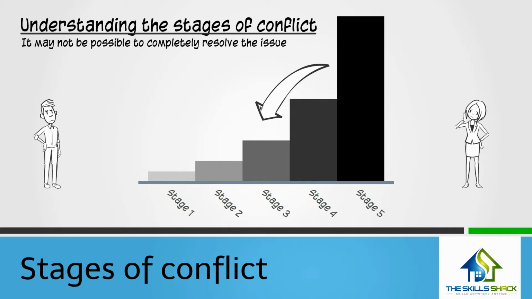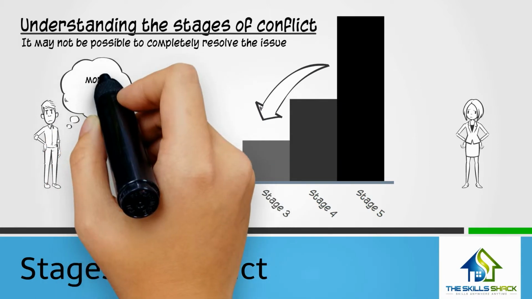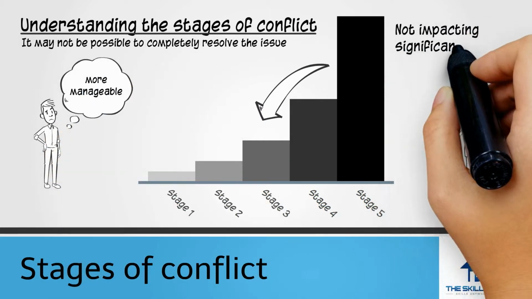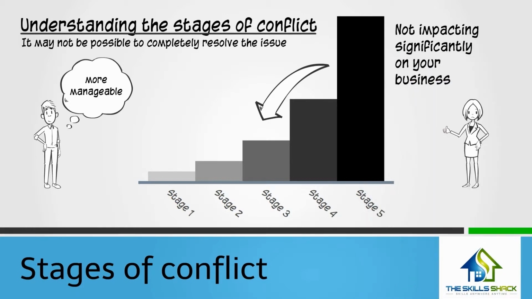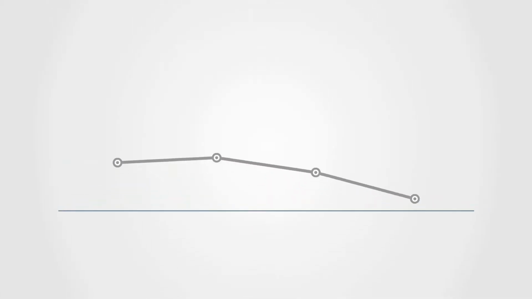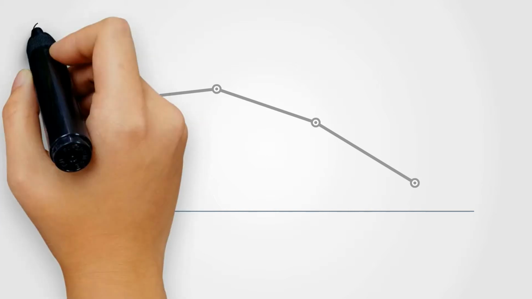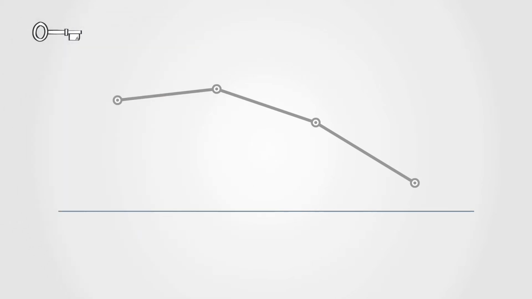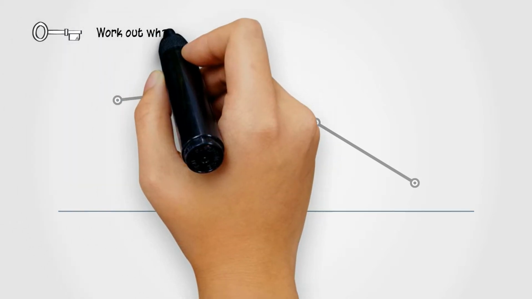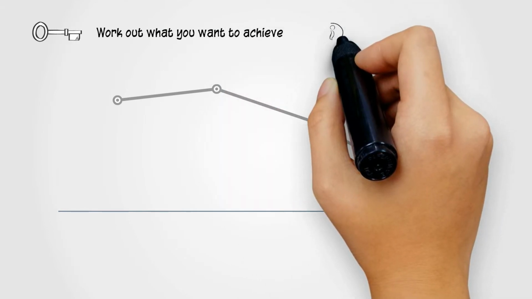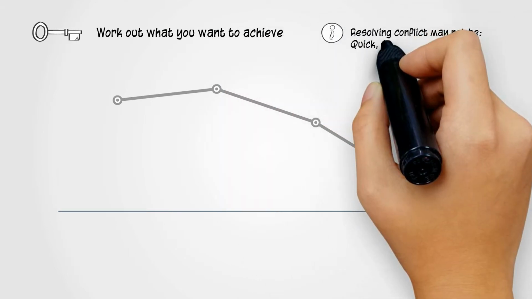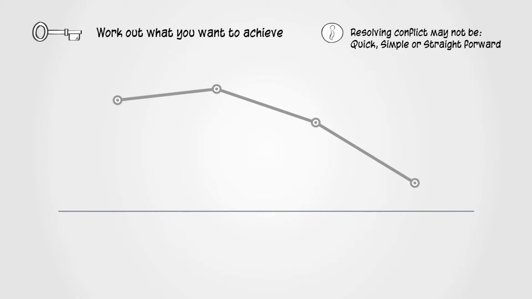However, you may be able to move the conflict back to a stage where it is more manageable and not impacting significantly on your business. You can more effectively manage conflict if you systematically work through a series of steps. A key ingredient in successfully dealing with conflict is to work out what you want to achieve. You should also recognize that resolving conflict may not be a quick, simple, or straightforward task.